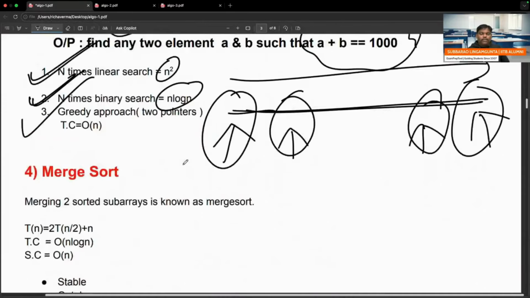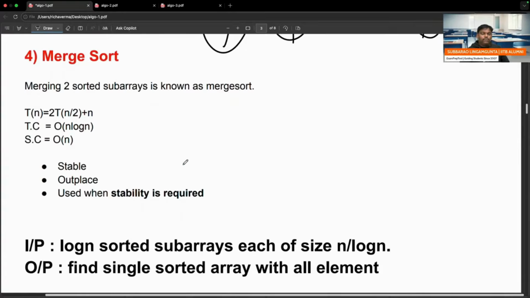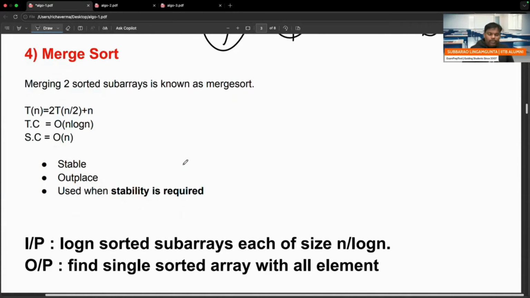Now whenever binary search is over, let's go to merge sort. Be careful about merge sort, everyone. Merging two sorted subarrays is known as merge sort.